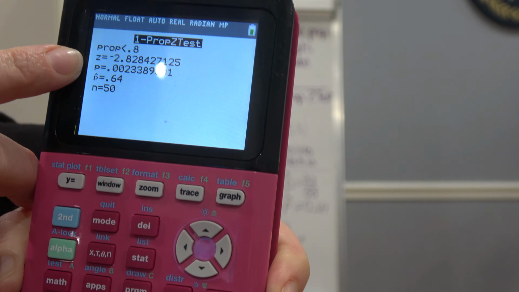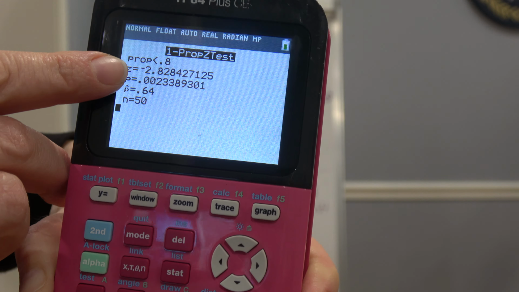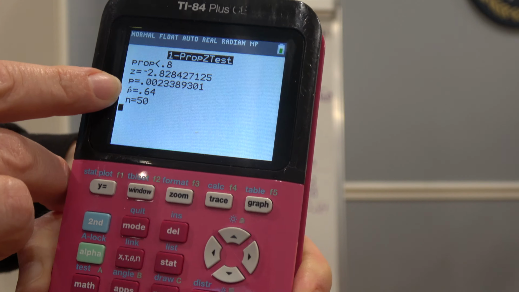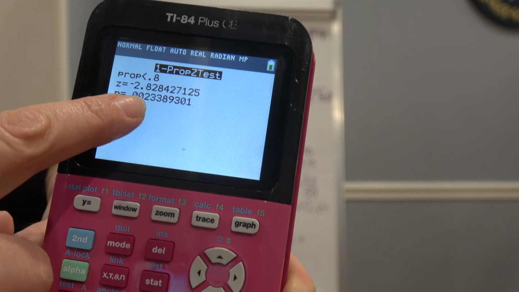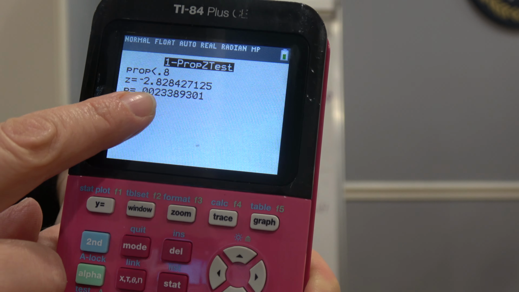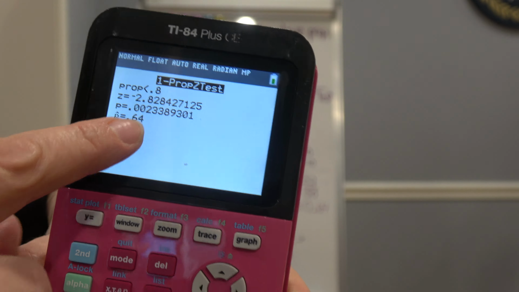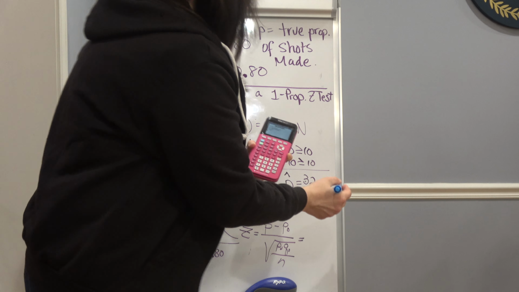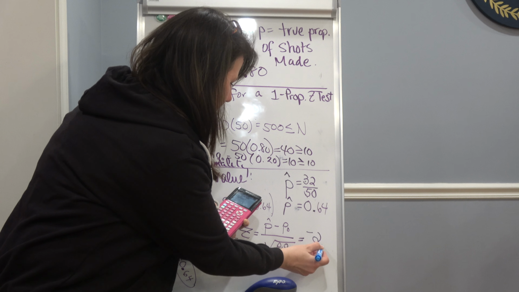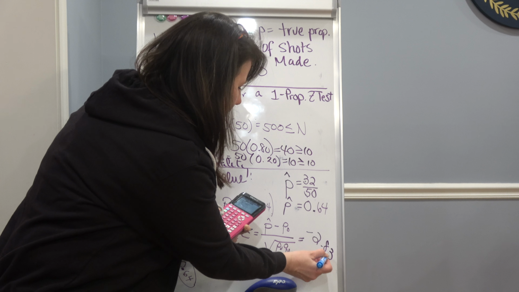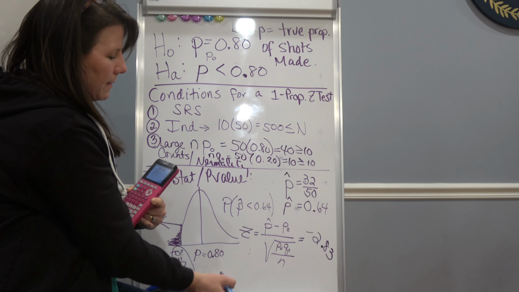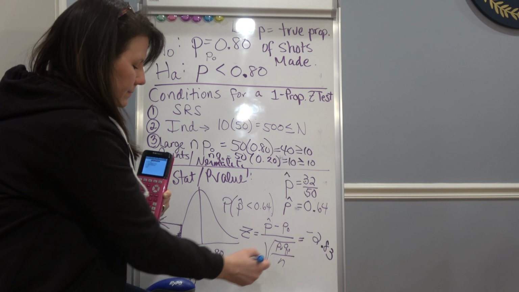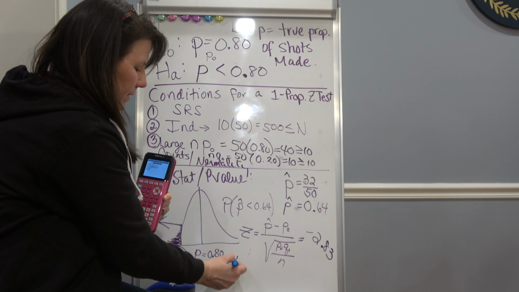We see the z, which is negative 2.83, and we see the next p down, the next value down is the probability that p hat is less than 0.64, which is really, really small. Okay, so that was 2.83, and I mean, we could plug those in there, but really what we're looking for is the p-value, because this is going to help us make a decision.